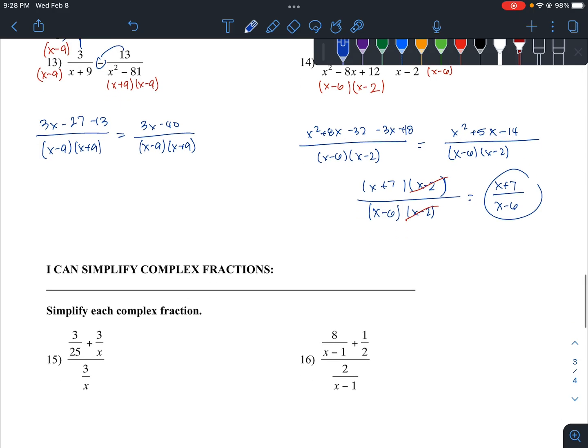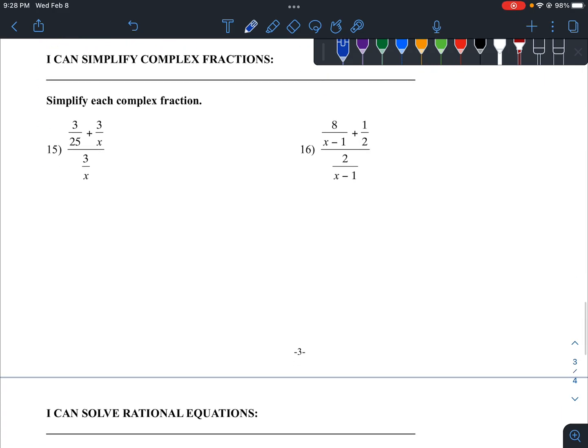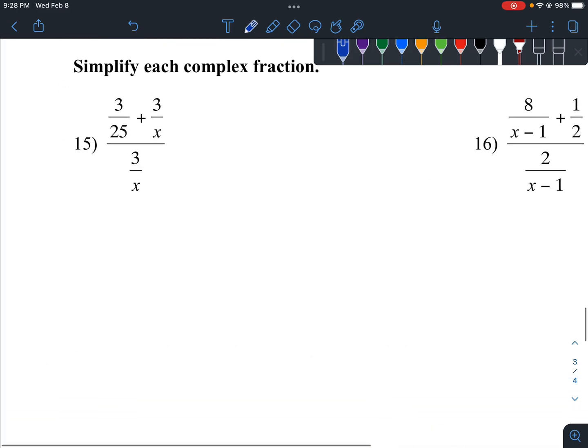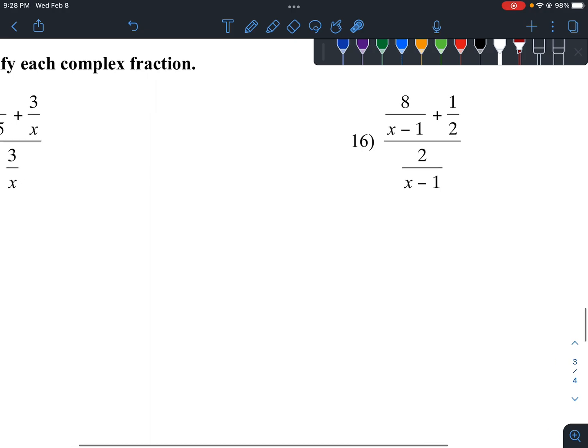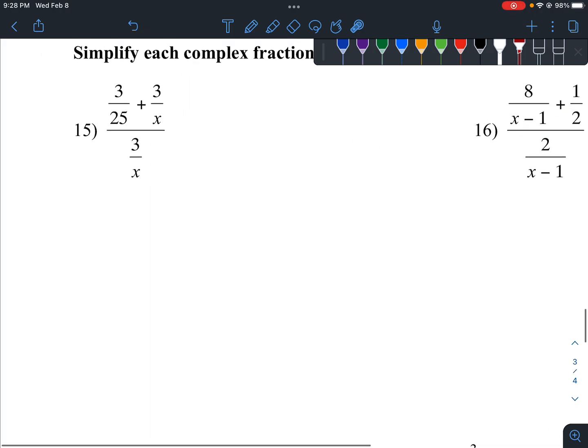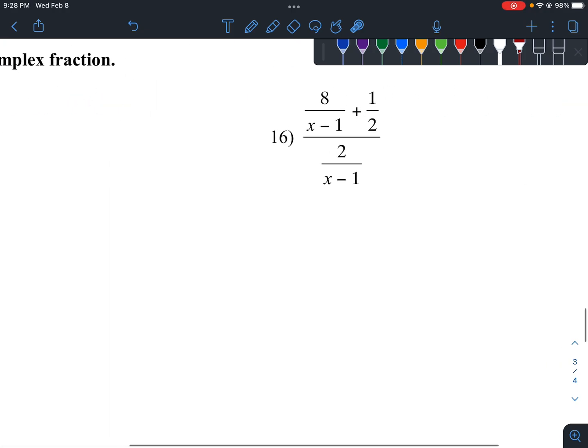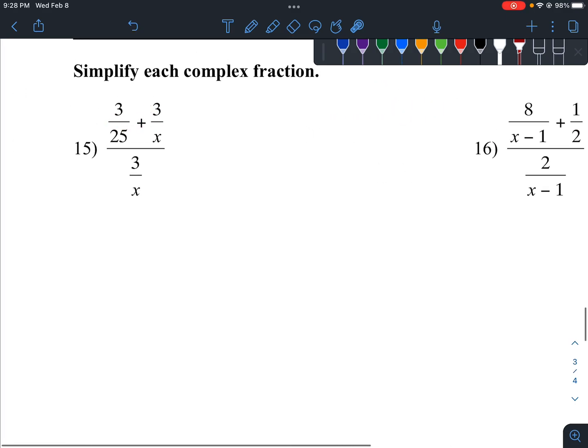Alright, let's try complex fractions. Okay, so complex fractions, the thing about these ones is that you need to deal with the addition part first, and then you can deal with the division and multiplication. So addition parts first. So I'm going to add these. Instead of having 2 rational expressions, I want 1 rational expression.